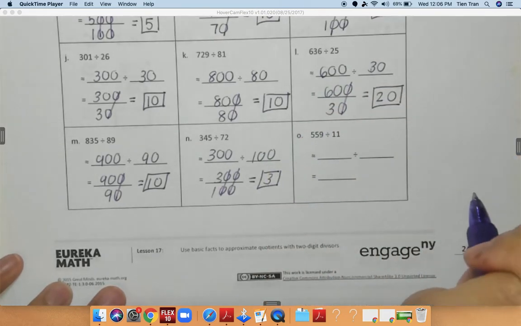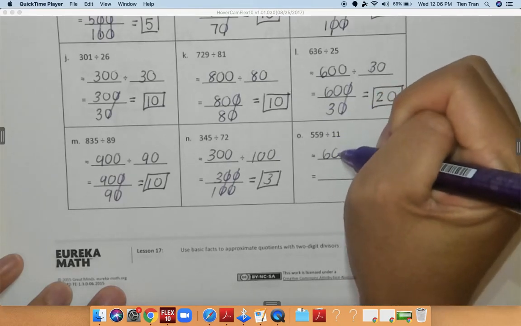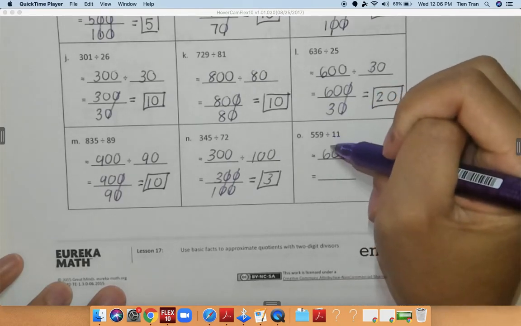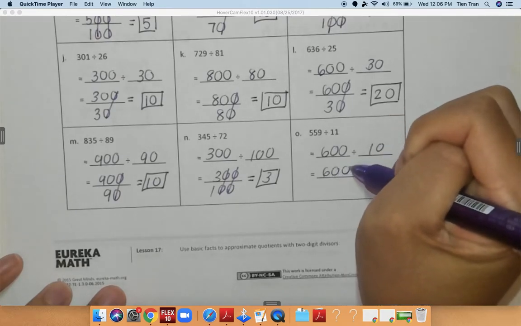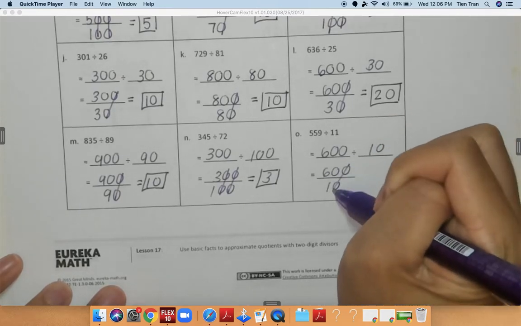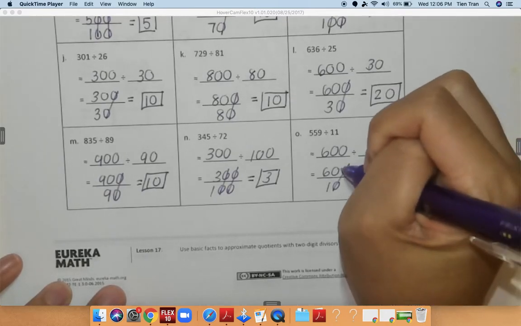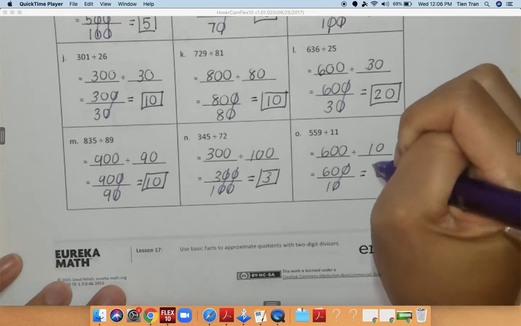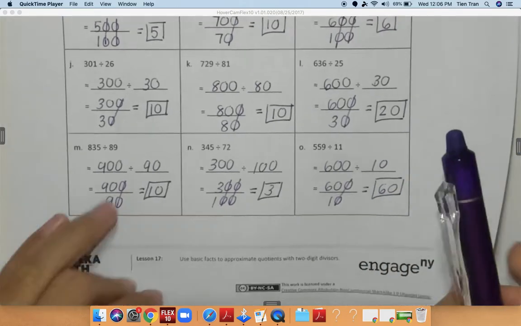Over here, I have 559 divided by 11. 559 can be rounded to 600, and 11 can be rounded to 10. We have 600 divided by 10. I can cross off the zeros because 0 divided by 0 is equal to 0. And 60 divided by 1 is equal to 60. Okay, now I'm going to turn the page. We are on page 94.